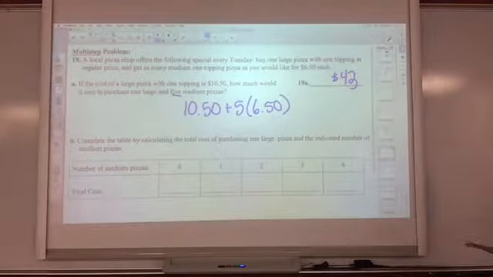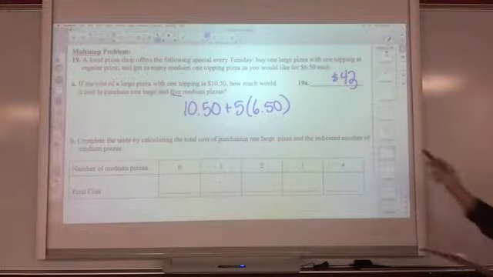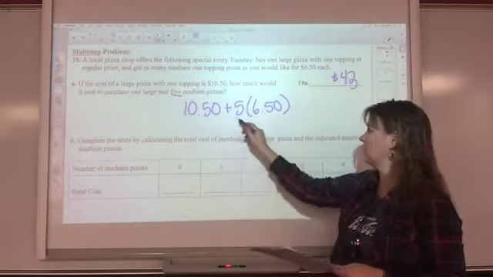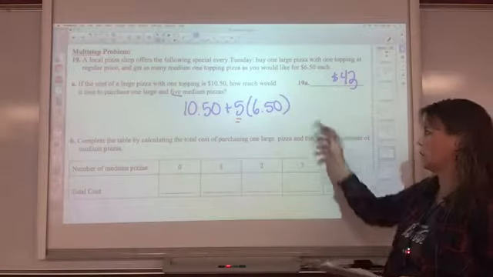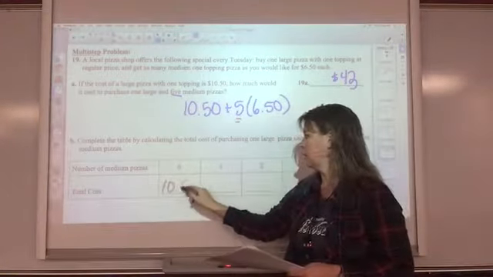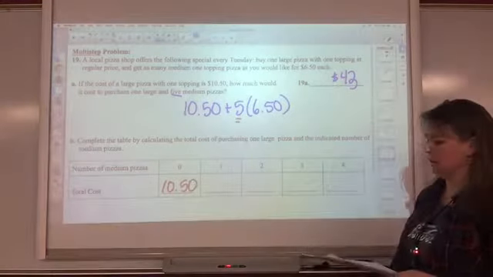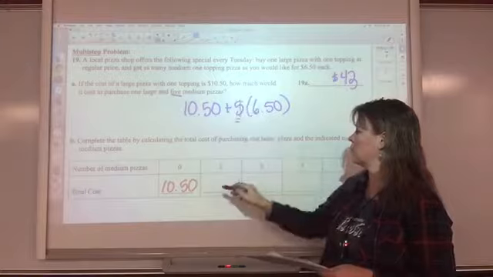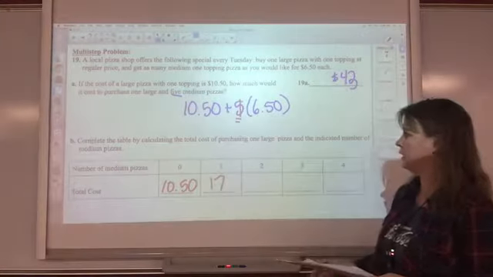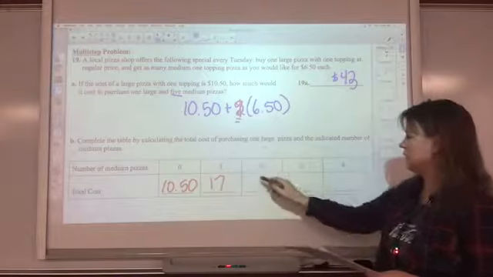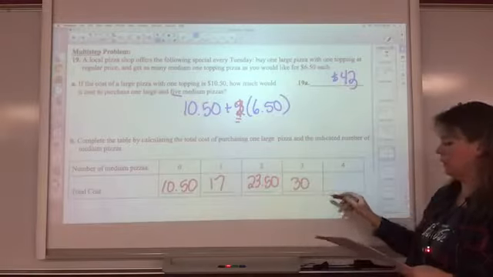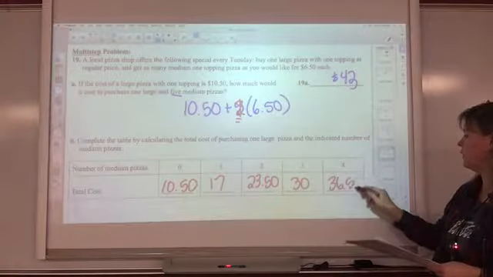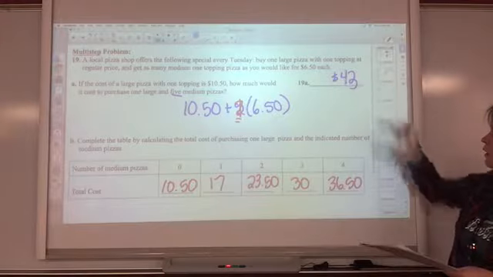Part B, complete the table. Calculate the total cost of purchasing one large pizza and the indicated number of medium pizzas. So we're going to change this 5 to a 0, 1, 2, 3, and 4. Use a calculator. 10.50 plus 5 times 0. It's just going to cost $10.50 for one large pizza. If you add a medium to that, now that becomes a 1. Calculate that out, you get $17. Change that to a 2. It's now $23.50. Change it to a 3, it's $30. 4 medium pizzas is $36.50. And 5 medium pizzas, we already know, is $43.